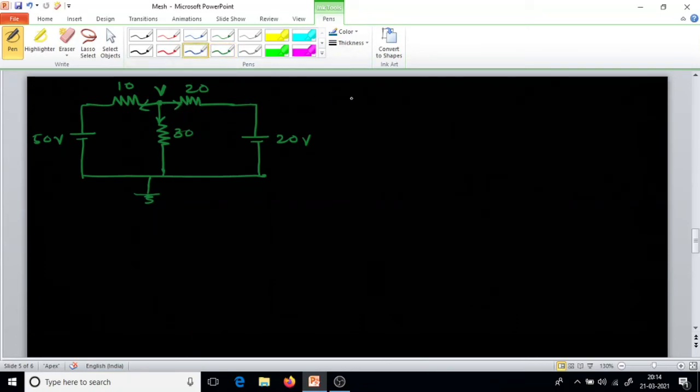Before that, let me mark the currents. I will take this as I1, this as I2, and this as I3. All are outgoing currents. So I1 plus I2 plus I3, outgoing current equals incoming current, incoming current equal to 0.